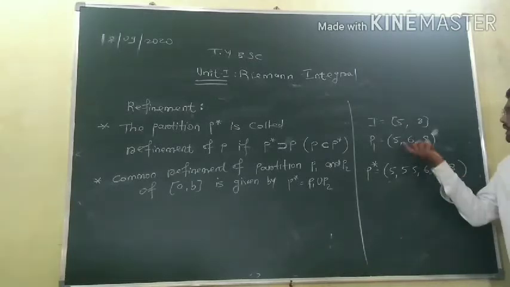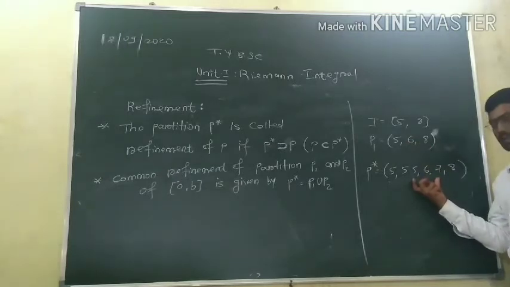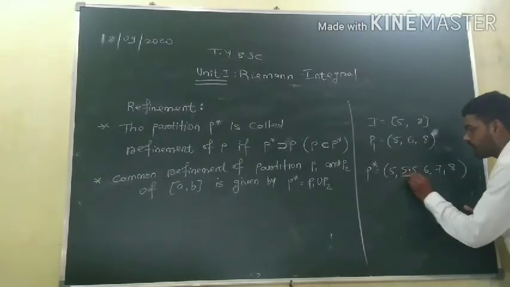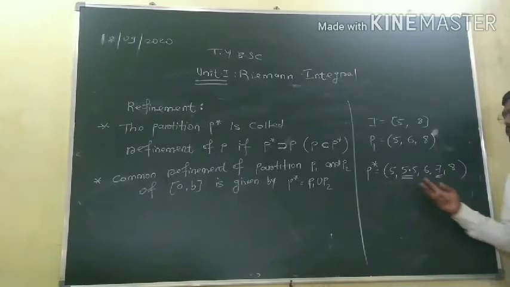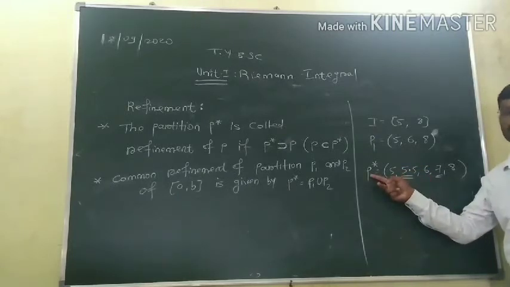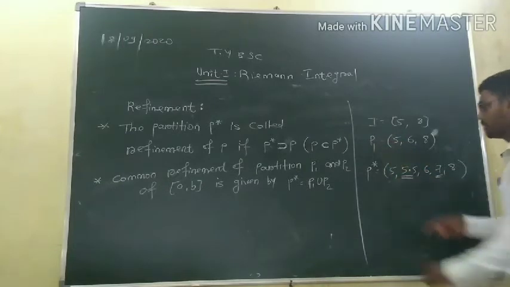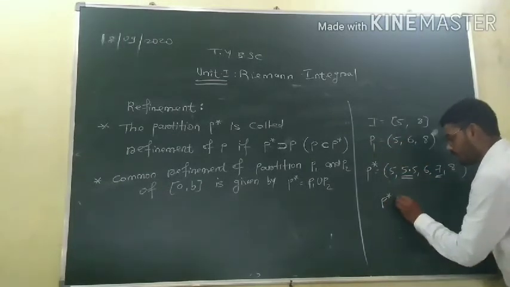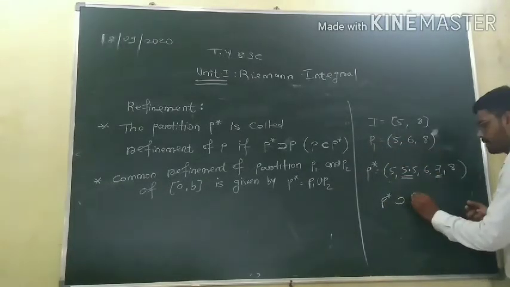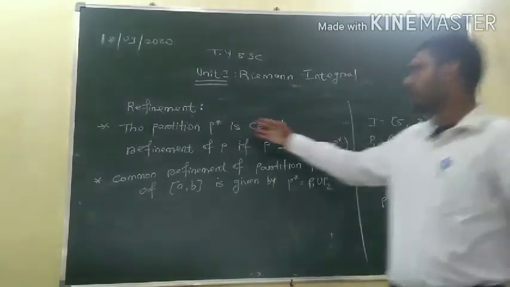So the 3 points 5, 6, 8 are already in P1, but we added 2 extra points, 5.5 and 7, in the partition P star. So this P star becomes a refinement of P1. Why? Because P star contains P1. Okay, this is the concept of refinement.